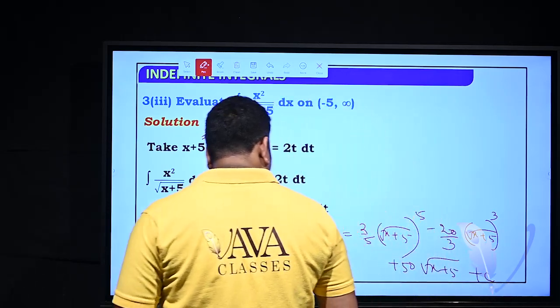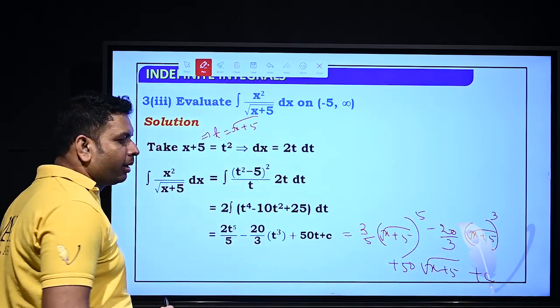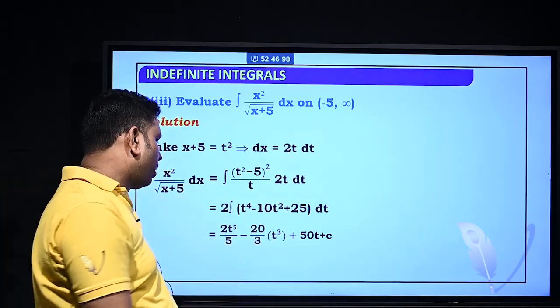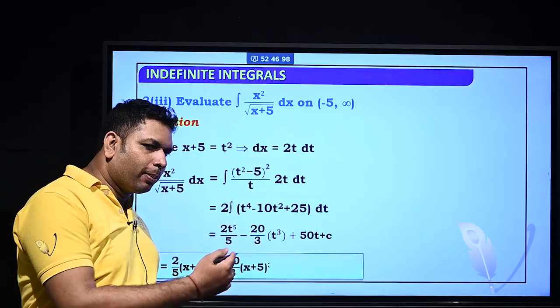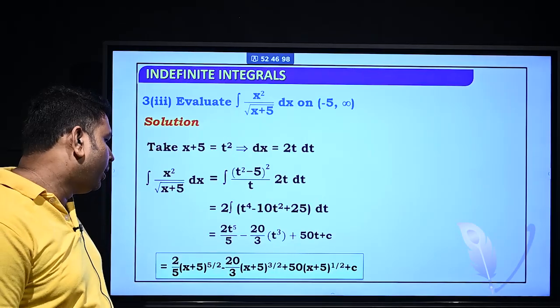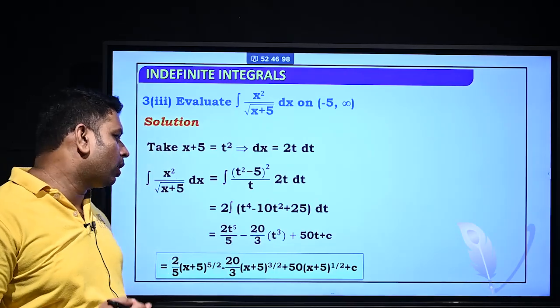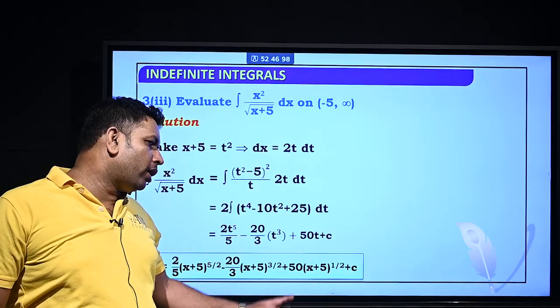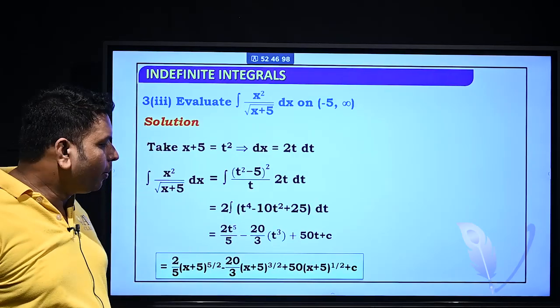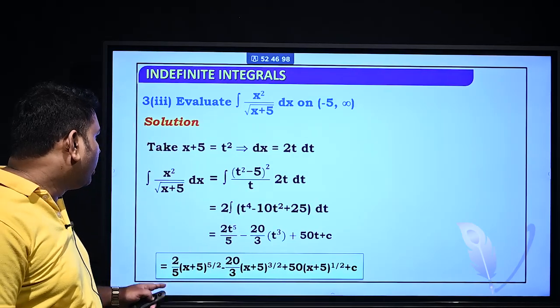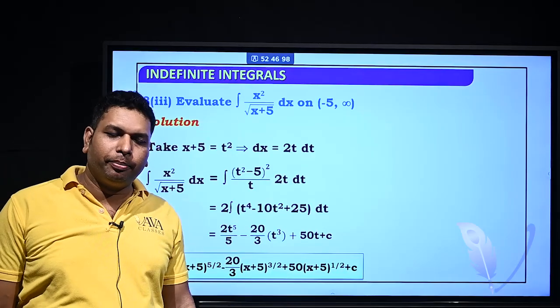plus c. So by simplification it will be 2 by 5 x plus 5 to the power 5 by 2, minus 20 by 3 x plus 5 to the power 3 by 2, plus 50 x plus 5 to the power 1 by 2, plus c. Okay, so this is the required result.